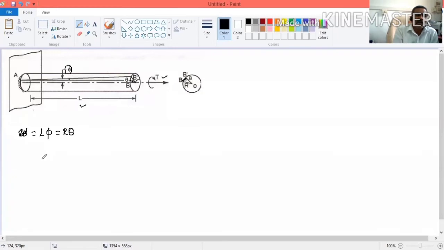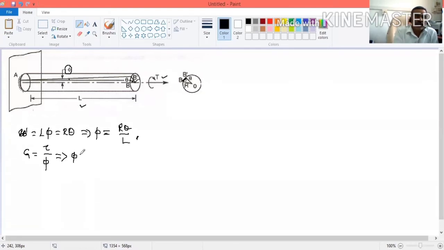Now what is phi? Phi is the shear strain. We have calculated the shear strain: phi is equal to r theta by L. Already we have studied shear strain. What is modulus of rigidity? Shear stress divided by shear strain.